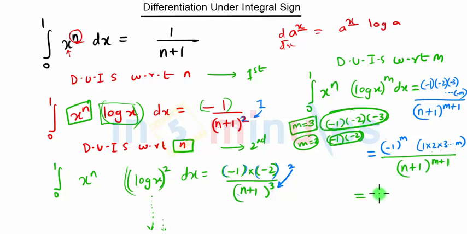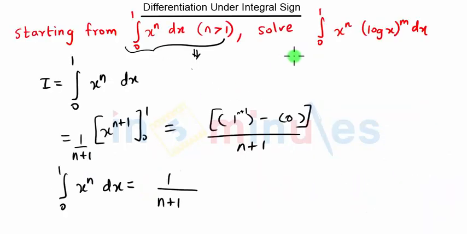So we can write this term as minus 1 the whole raised to m, and this is nothing but m factorial upon n plus 1 the whole raised to m plus 1. So this is the answer of this term.